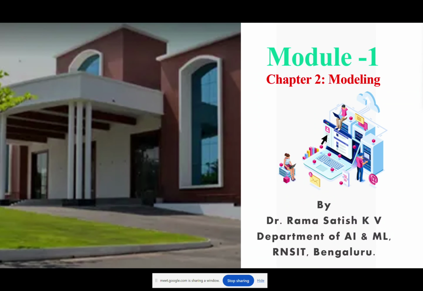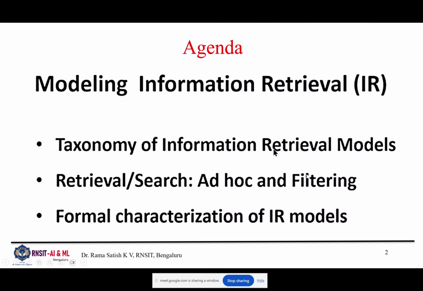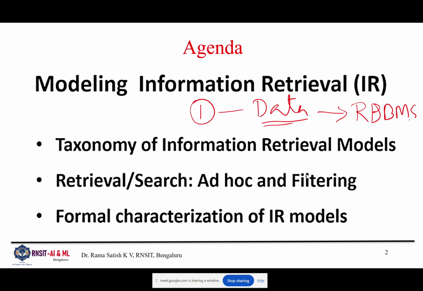Introduction to Modeling. So, yesterday we discussed the basic fundamental concepts of modern information retrieval. Remember one thing, in modern information retrieval there are two concepts. The first concept is data retrieval. If you want to retrieve data, you can straight away go with your RDBMS. Directly you can use a database management system. Any database management system you can certainly use.